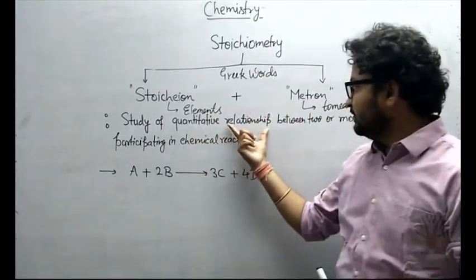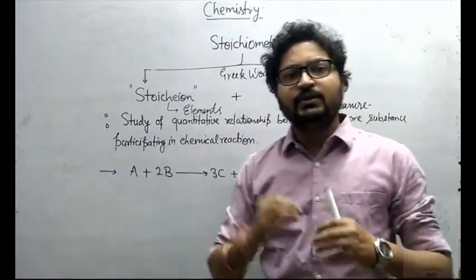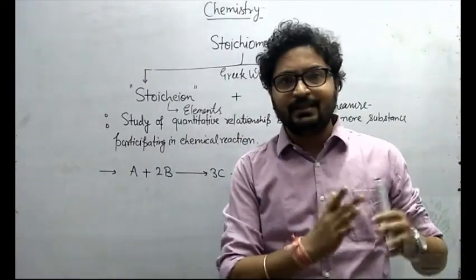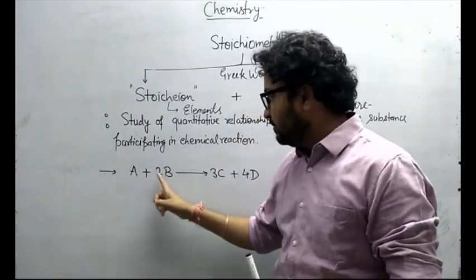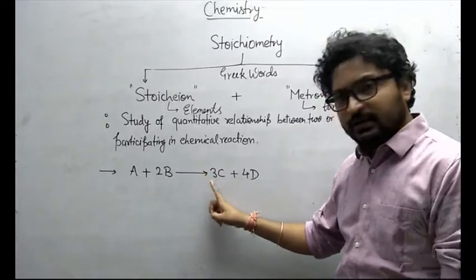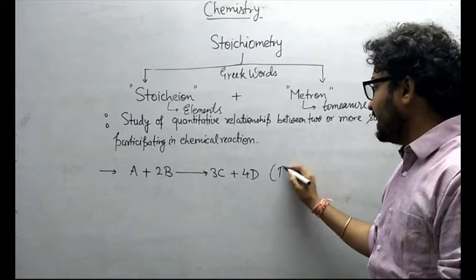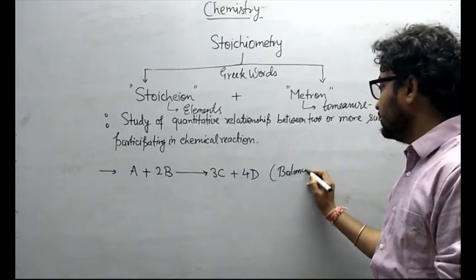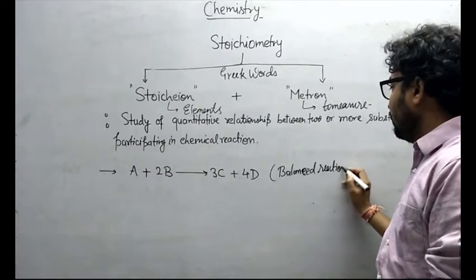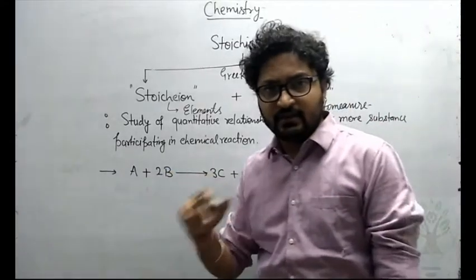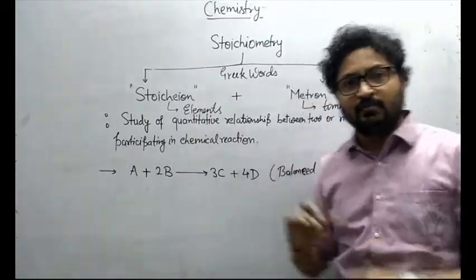Now let's see a relation. A chemical reaction is nothing but the relation between two or more objects appearing in a reaction. Let's see a reaction: A plus 2B gives 3C plus 4D. Let's say this reaction is balanced. Now what will we learn from this reaction? And please pardon the background noise, as this video is being recorded at my home.